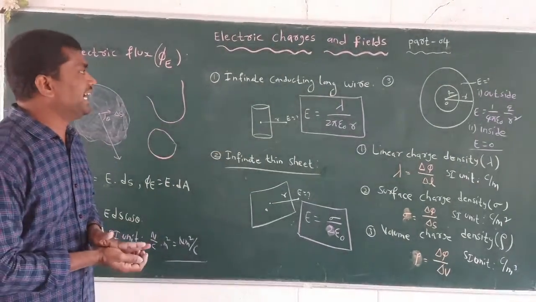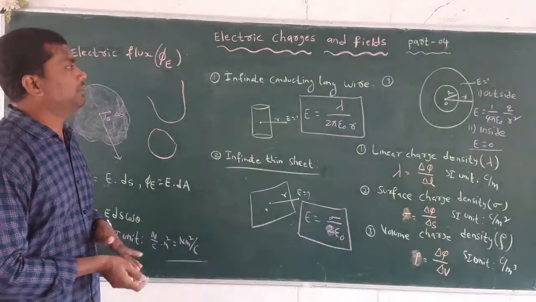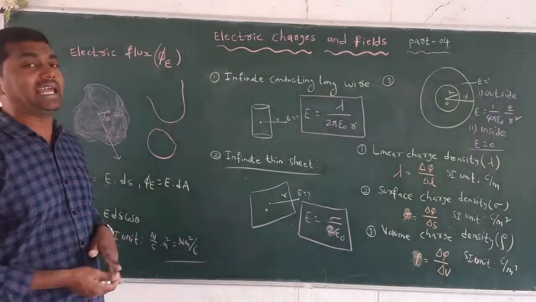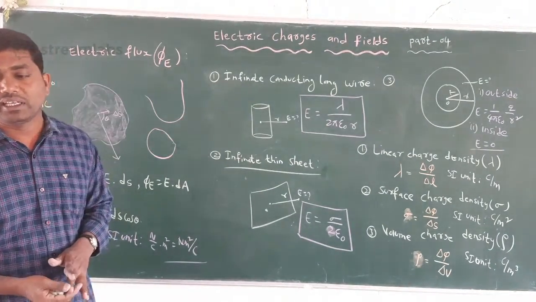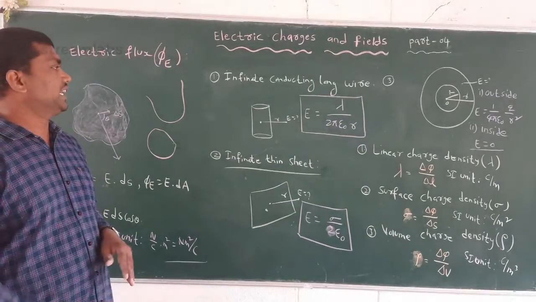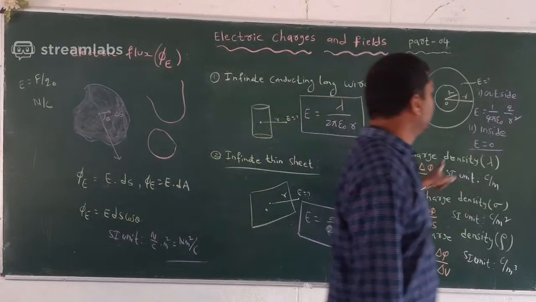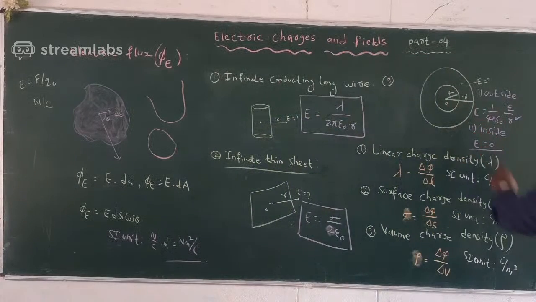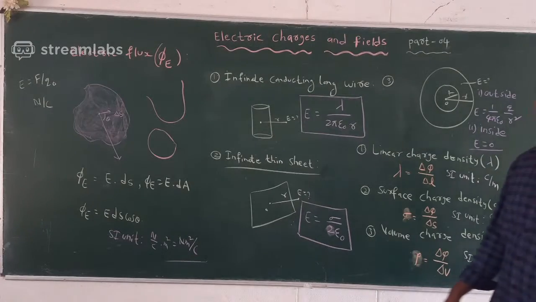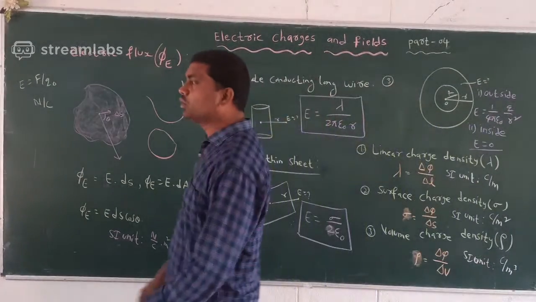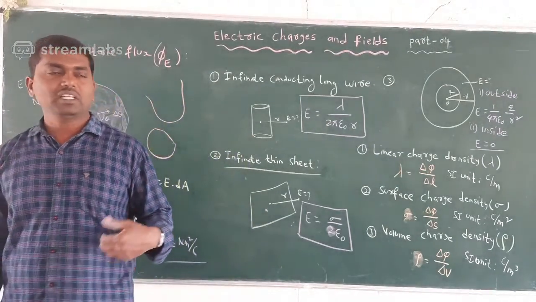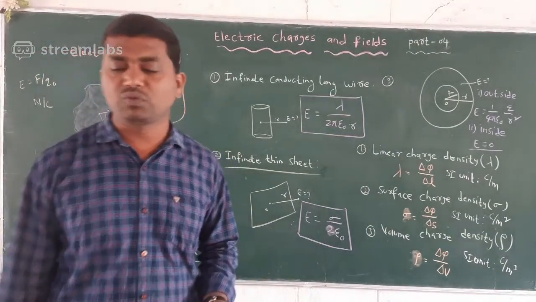So the last one is the applications of Gauss law. Using this application of Gauss law we calculate the electric field intensity. So the electric field intensity values are the first equation and second equation, and this one has two equations. E is equal to 1 by 4 pi epsilon naught q by r square, and the last one E is equal to 0.